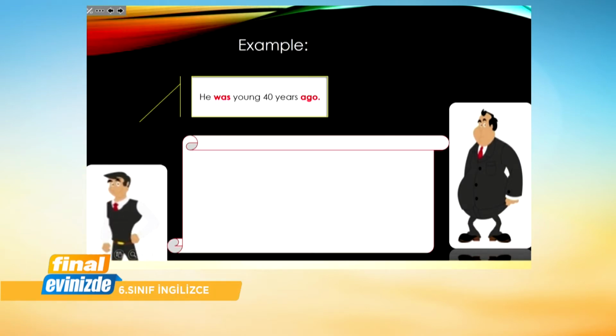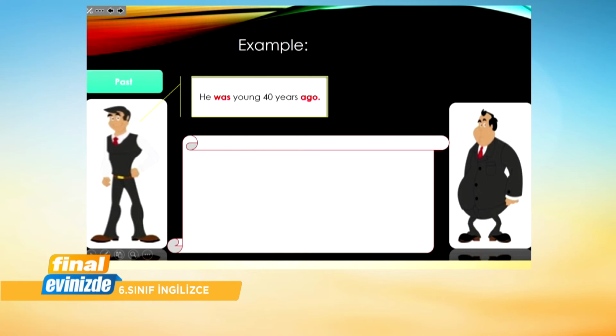He was young 40 years ago. In the past, he was young. At present, in the present, he is old. Now, if you notice, we use as time expression ago, and verb to be was, because it is in the past. If we write for present, we can say, he is old now. Okay? Now is for present, and we use is for present as well. Let's have a look at another example.